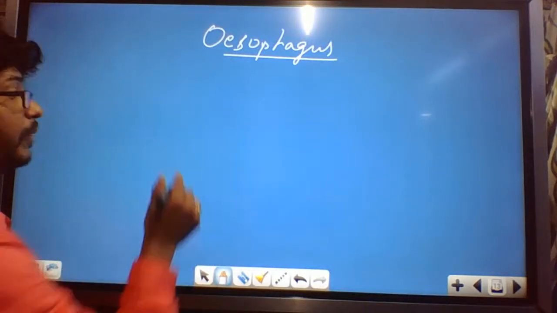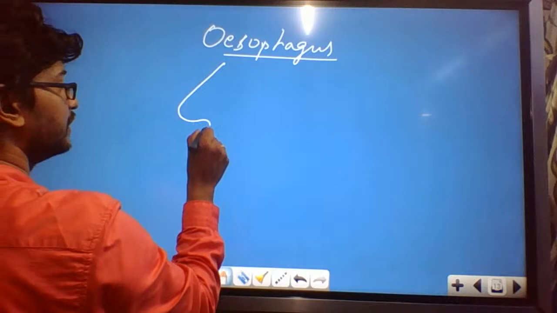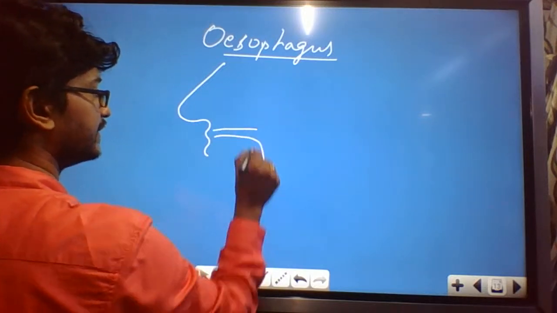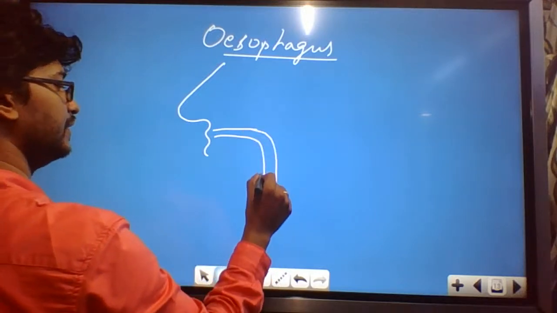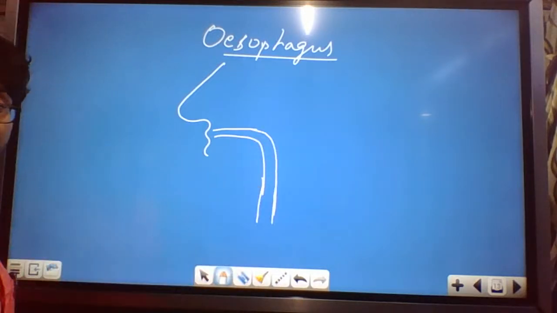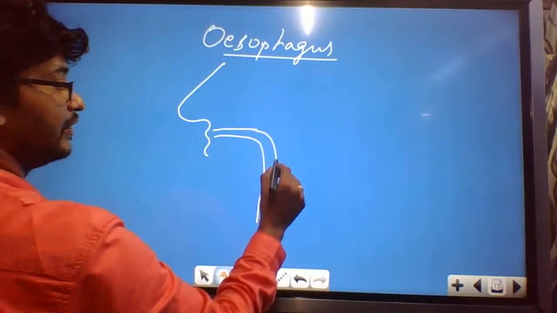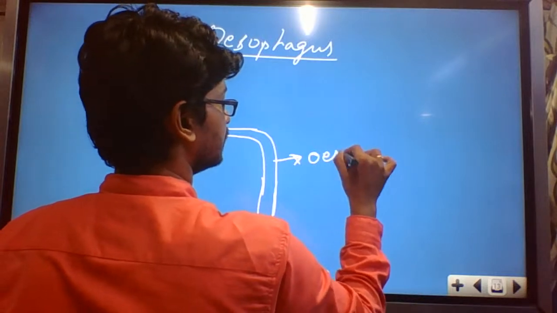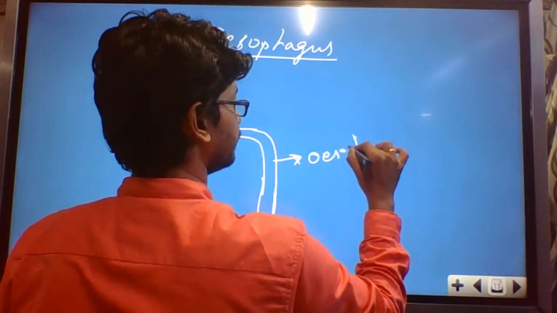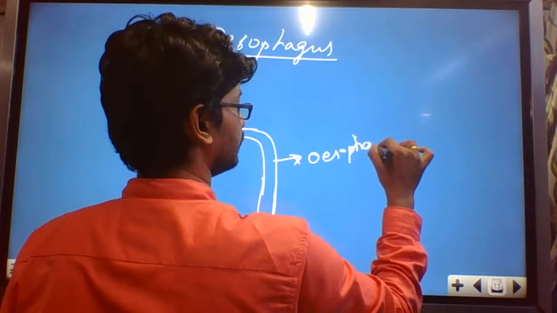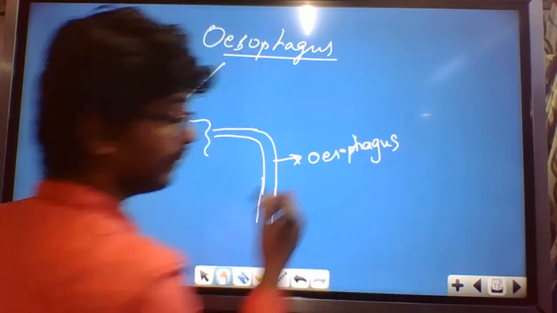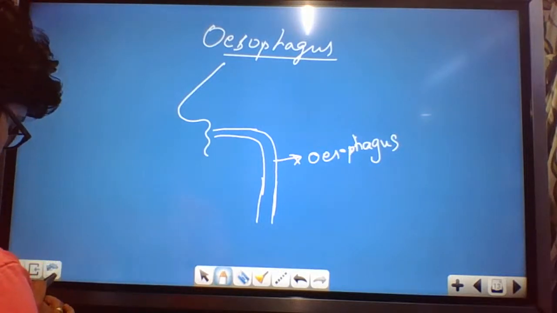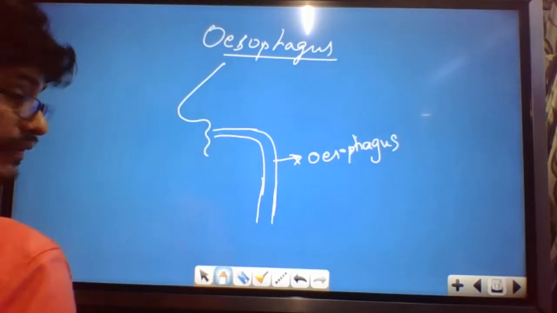It's a food pipe. So now what happens? This is the food, and it's getting inside, right? Now we call this the esophagus. Now we talk about the esophagus. So what might be the size of the esophagus? What might be the approximate size of the esophagus?